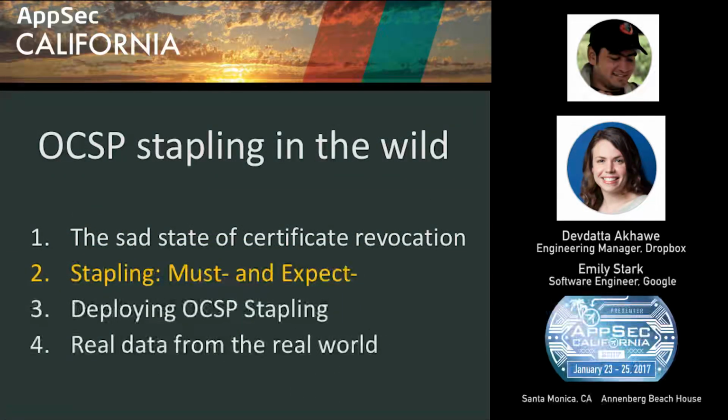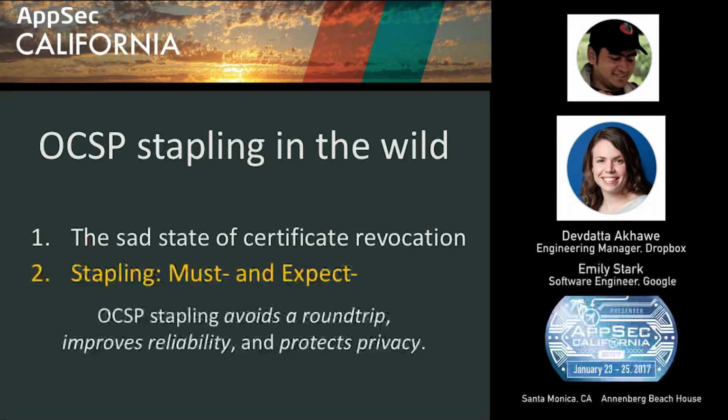So these are problems that can potentially be fixed using a modification of OCSP called OCSP stapling. This is pretty promising because we want to tackle these problems of avoiding this round trip, improving reliability, not putting the CA in the critical path, and protecting privacy so that CAs don't learn about every site that a user visits in a browser.